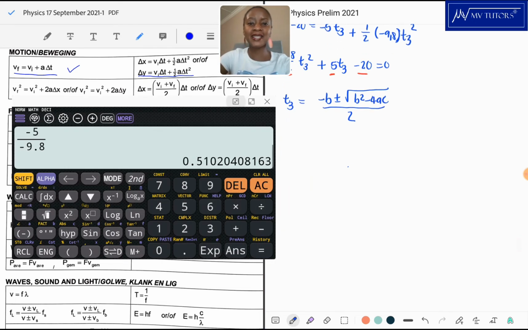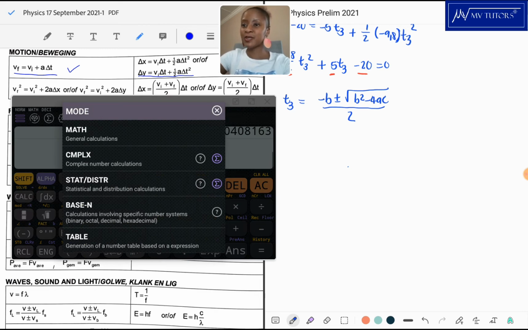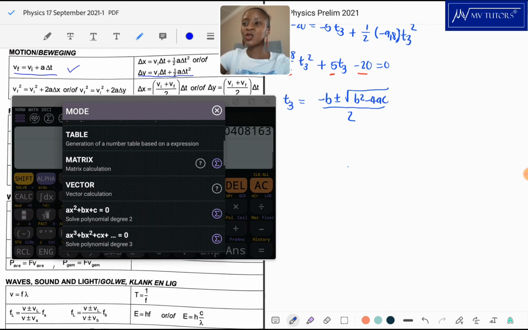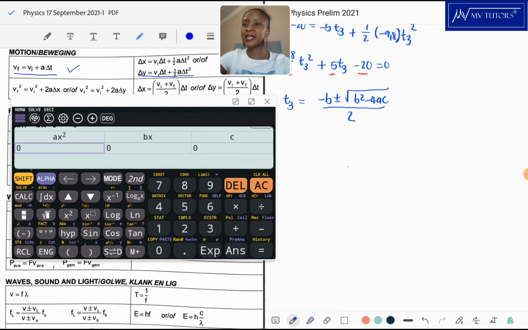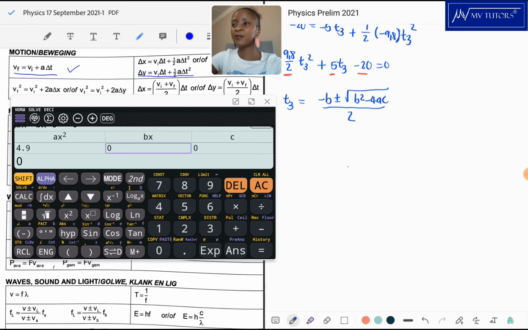For those who have calculators that can solve, and you want to save time for very challenging questions, you can use a solver. If you want to solve a quadratic equation, for the value of a, like we said, it's 9.8 divided by 2, so 9.8 times a half. That's the value for a. The value for b is positive 5. The value for c is negative 20. And then we get our solutions.